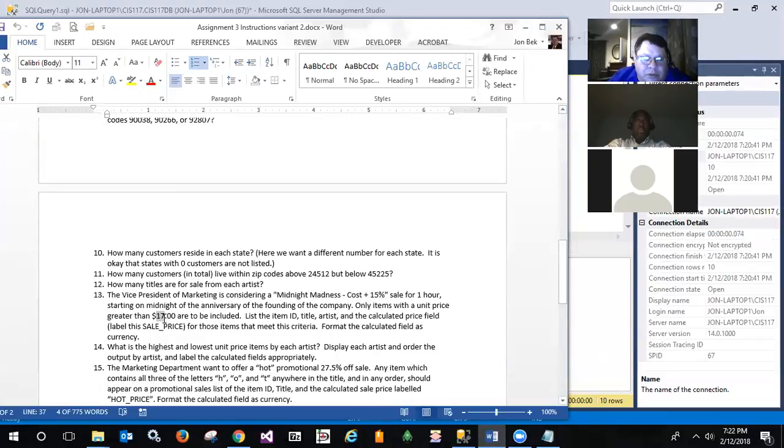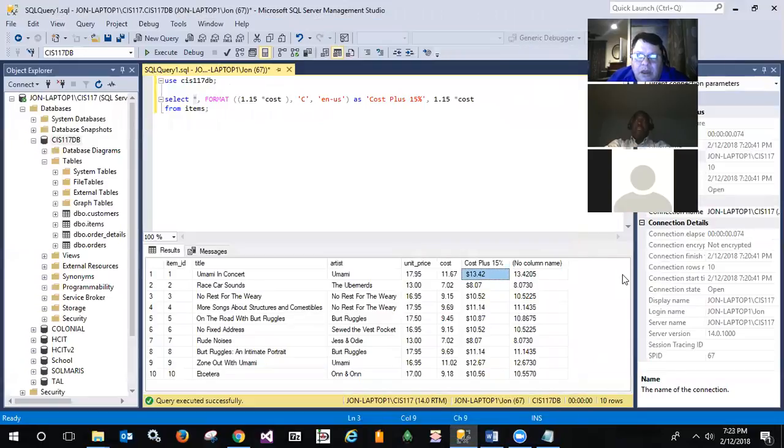Only unit price greater than $17 are to be included. So we also need to put a where clause in there, and which is it going to be? Greater than or equal to, or greater than sign? Greater than sign $17, and then you'll be there. Okay. Other questions?